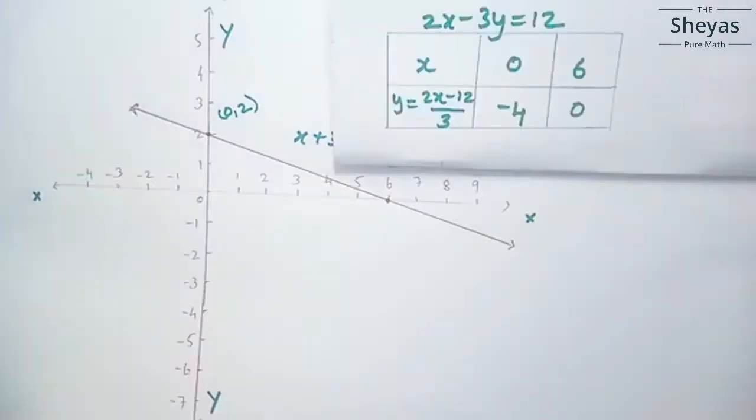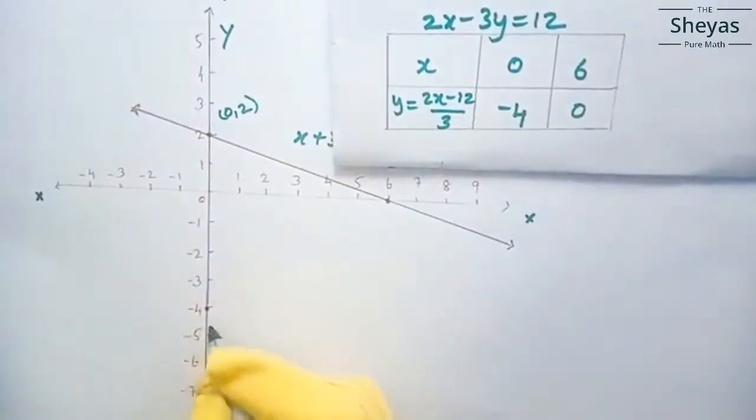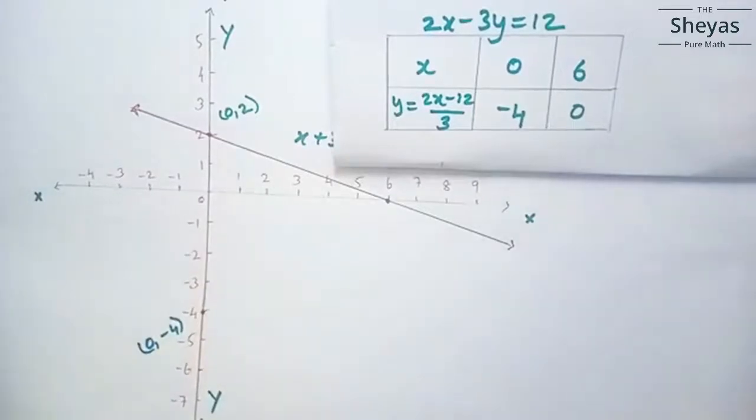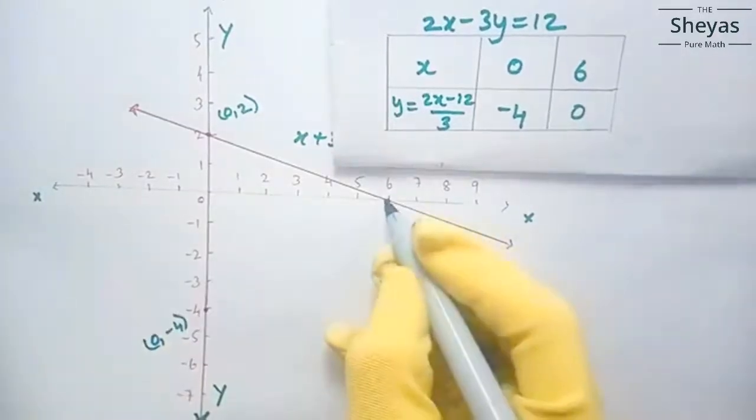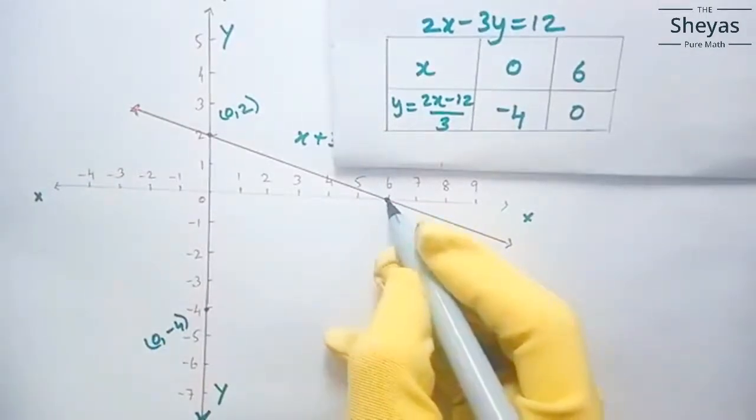So what is the next linear equation? 2x minus 3y is equal to 12. Now what are the points? 0, minus 4. So this is the point 0, minus 4. Then 6, 0. So this is the point 6, 0.